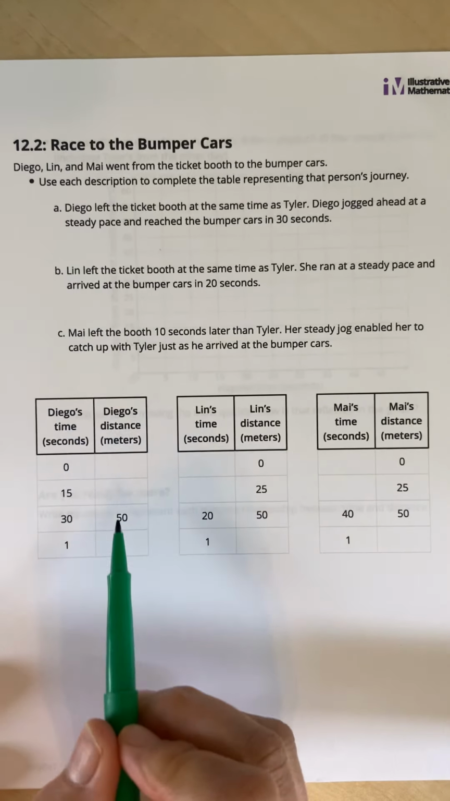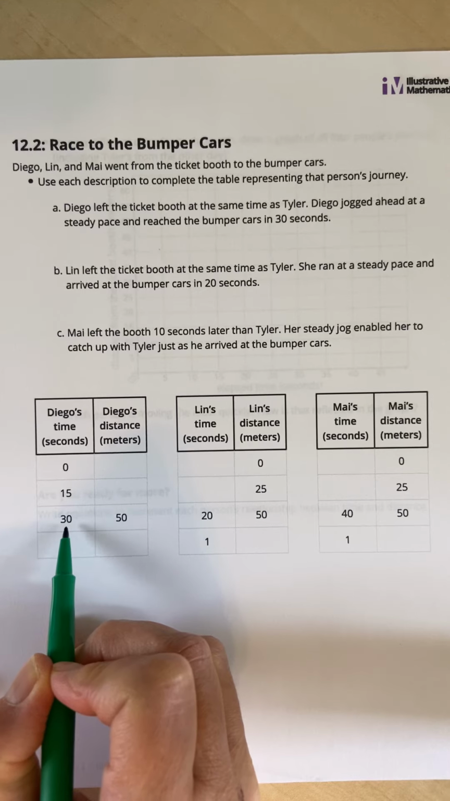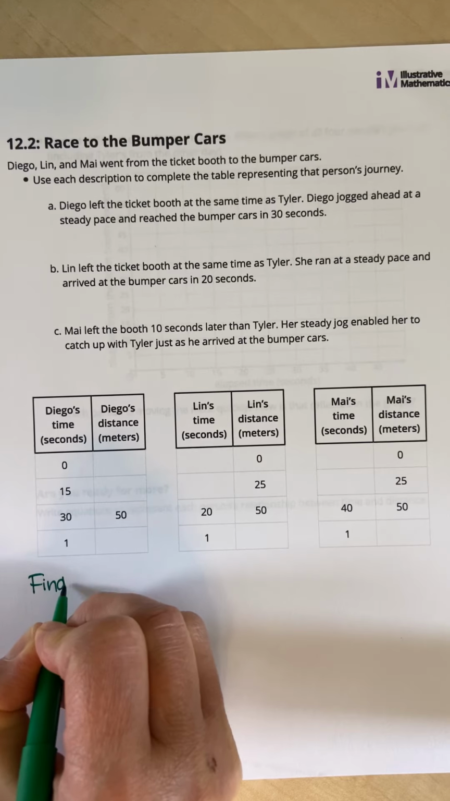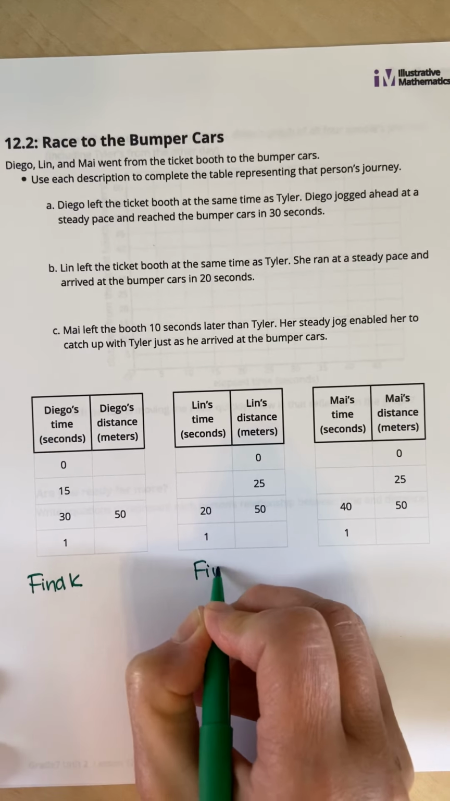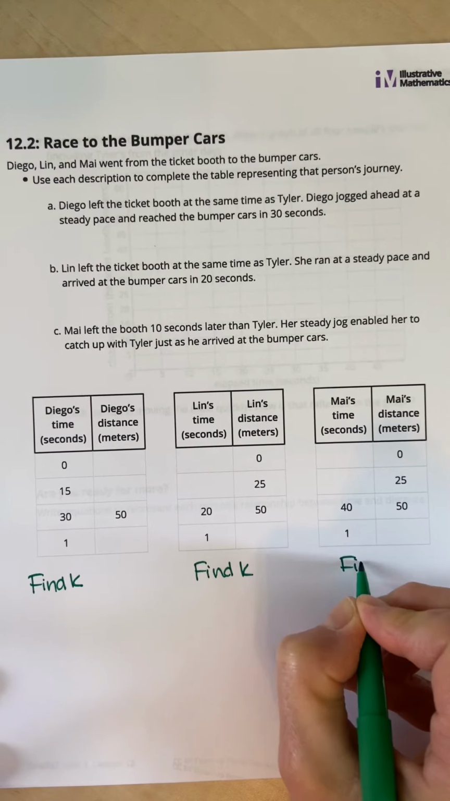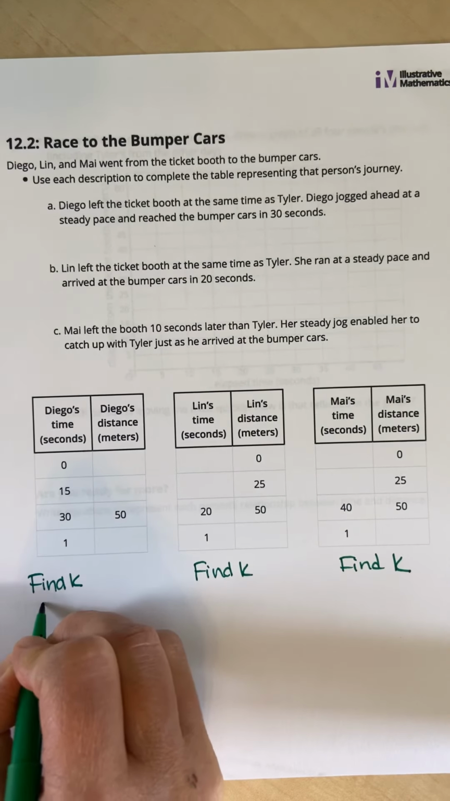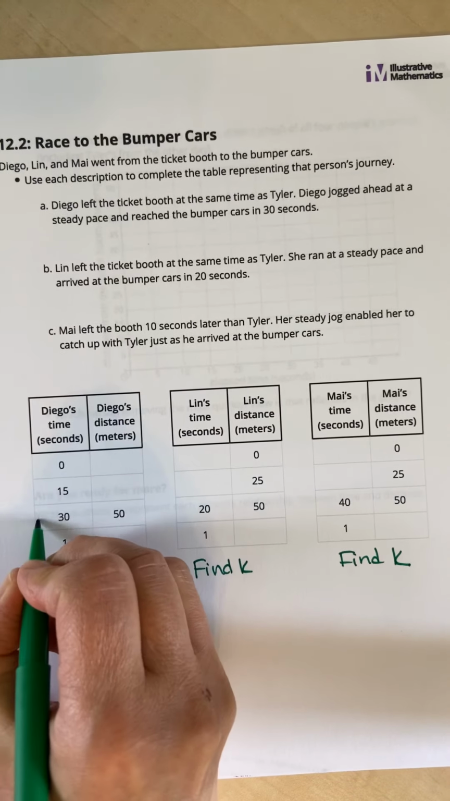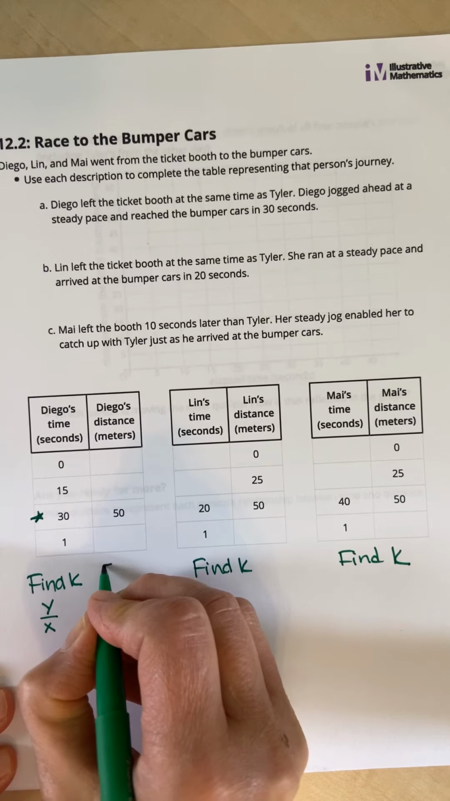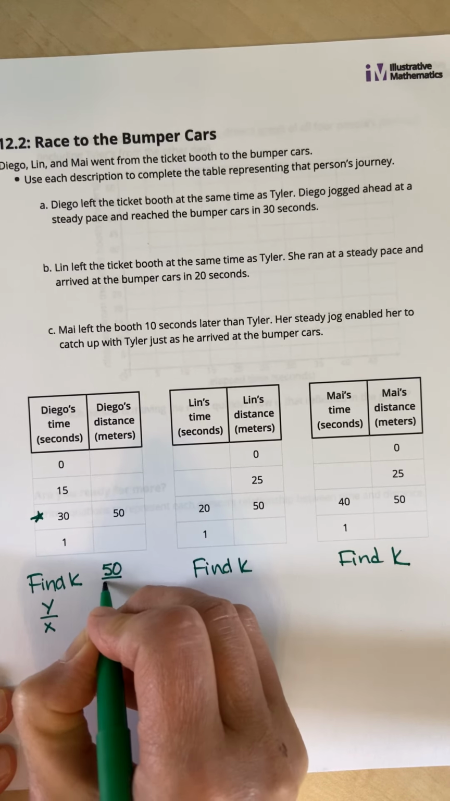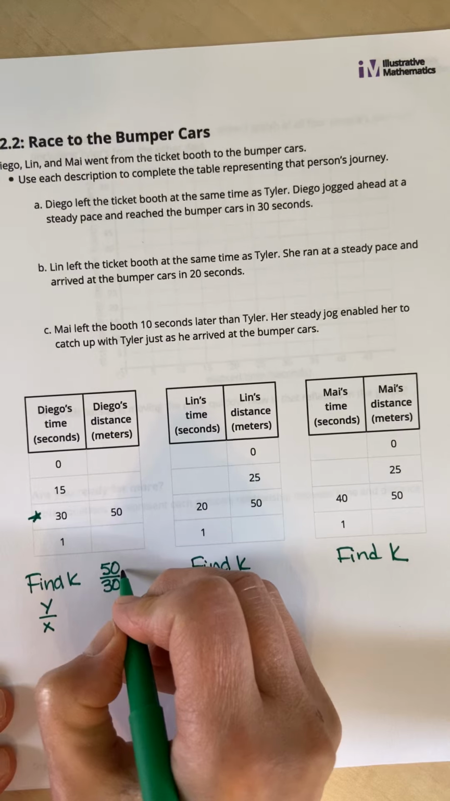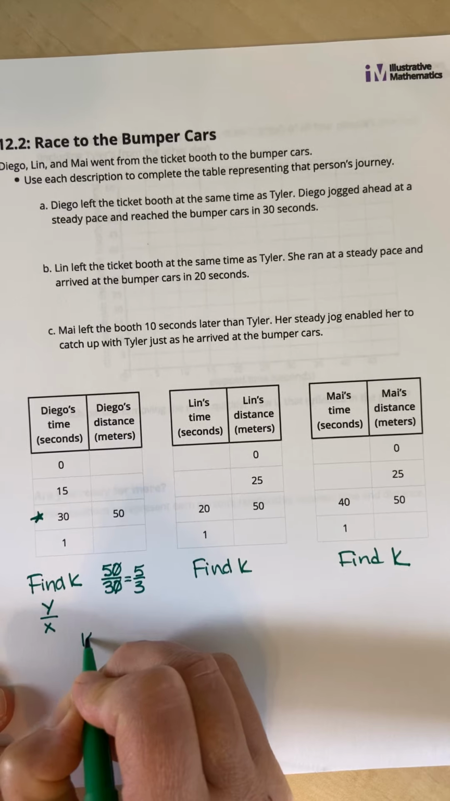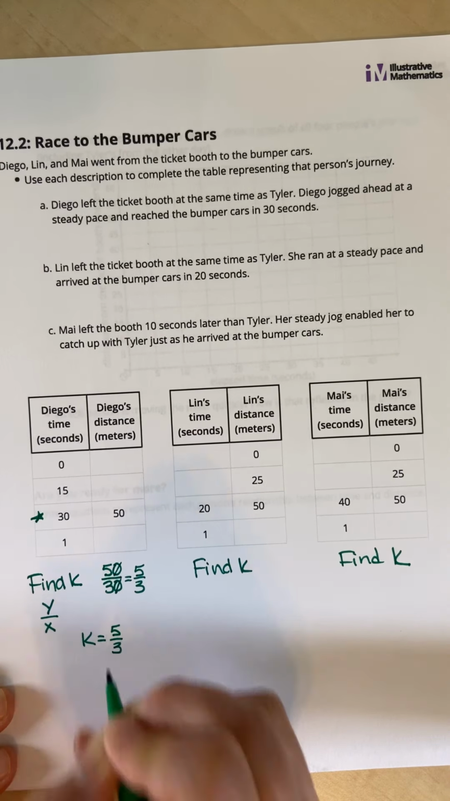Okay, so it wants me to fill in the table, and it's telling me his distance and his time. I want to find k. That's what I want to do for all of these. And that, remember, is y over x. And that's going to help me fill out the rest of the table. So the only 2 I know are these 2. So I would do my y over my x, and then I would put it in lowest terms. Divide by 10, and you get 5/3. Okay? So on this one, my k is equal to 5/3.